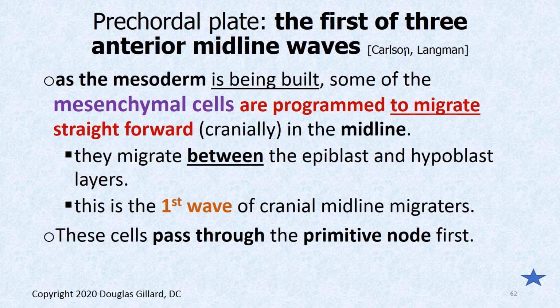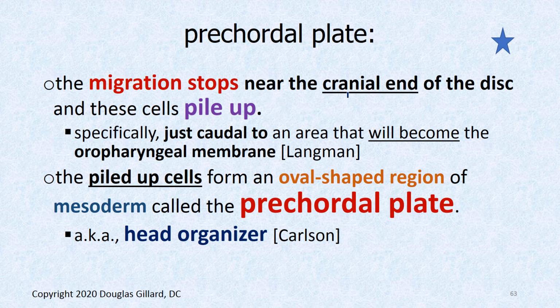So the first of three, remember I said there are going to be three waves of epiblast cells that migrate forward? And now we're backing up. We haven't made the three germ layers. We're still making them now. Some of the cells go through the primitive node and they go straight forward in the midline. We're going to see three waves of those. And this first wave, they start to pile up to form a plate, and that's going to be called the prechordal plate. It migrates between the epiblast and hypoblast cells. It's the first migrating wave, passes through the primitive node, and the migration stops toward the cranial end, doesn't go all the way cranial, but they pile up and form a plate, and that's going to be called the prechordal plate, or head organizer.